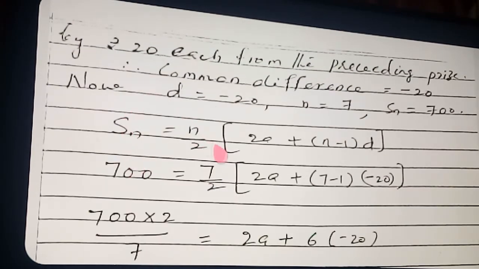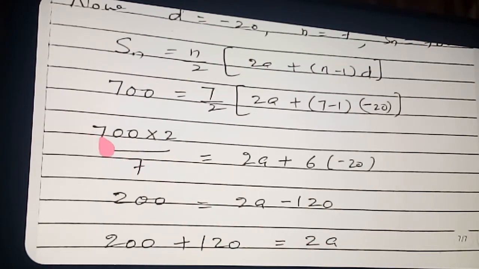Sn is equal to n by 2 into 2a plus n minus 1 into d. So 700 is equal to 7 by 2 into 2a plus 7 minus 1 into minus 20. Here this 7 by 2 I shifted: 700 into 2 divided by 7. So 2a plus 6 into minus 20.